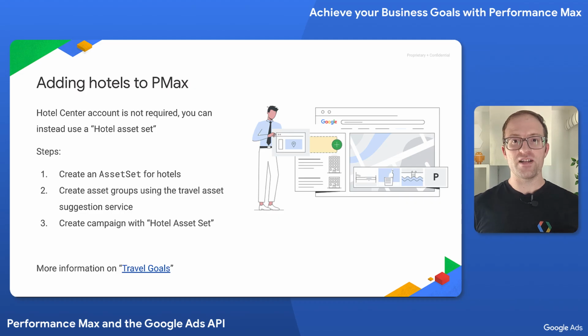Travel Goals is a variant of Performance Max where the objective is to advertise hotel properties and drive bookings. Unlike Hotel Ads, you don't need to have access to a Hotel Center account in order to use Performance Max for Travel Goals. Instead, you need to create a hotel asset set, which contains assets for all hotel properties you want to advertise, and then you need to associate it with the PMax campaign during creation. So here are the steps to implement Performance Max for Travel Goals.